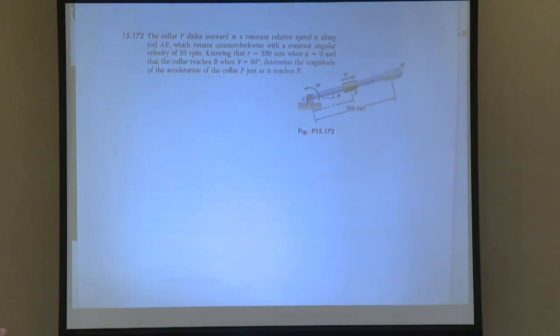So we're going to find whatever that acceleration is that causes it to move from the initial point when it's 0 degrees all the way up to B when it's at 90 degrees. Can you guys kind of visualize what's happening for it? Okay. So knowns and unknowns. We know that omega AB is 20 RPM. Multiply that by 2 pi over 60, and we get 2 over 3 pi radians per second.